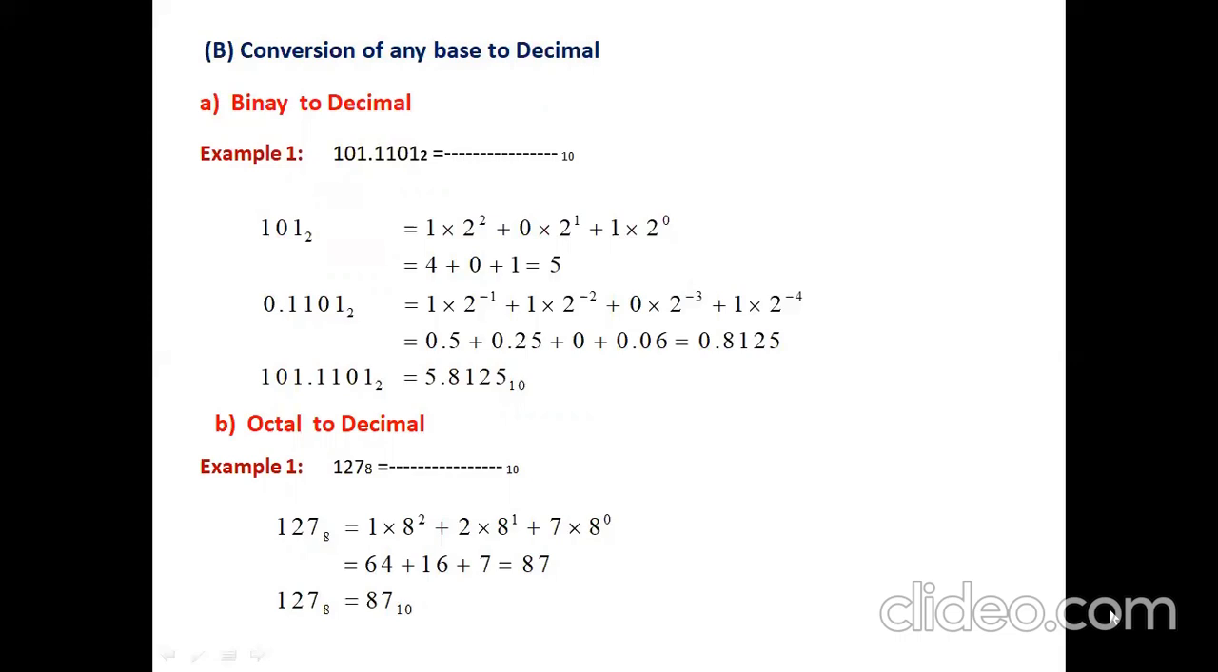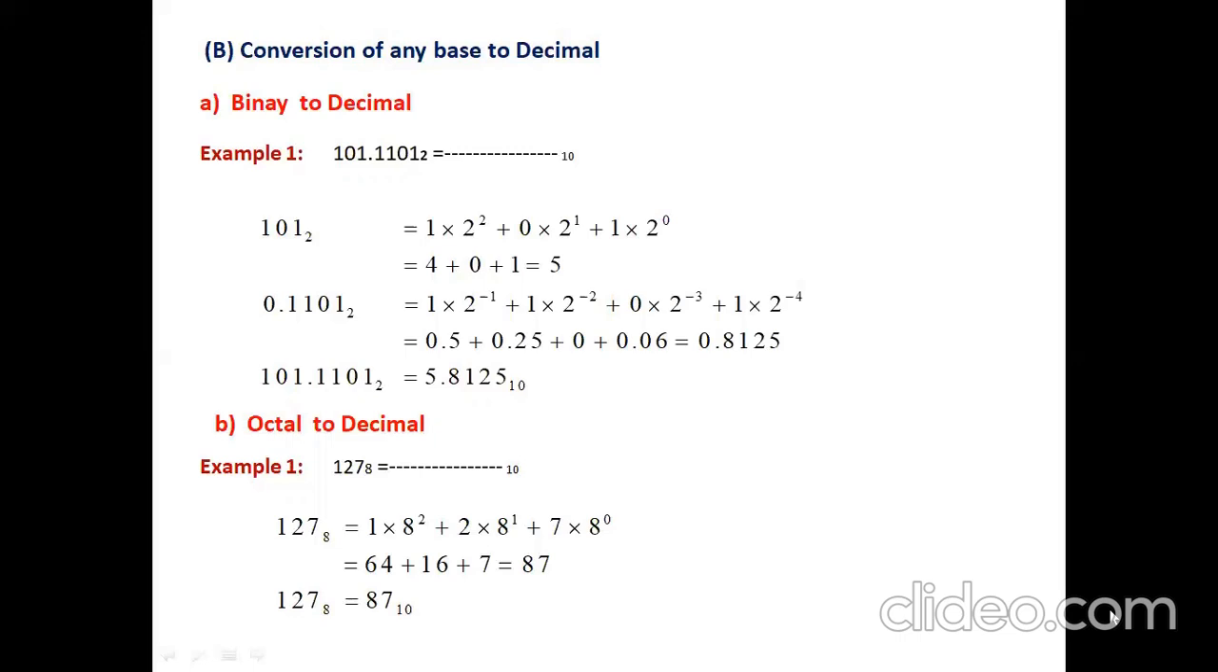Similarly, for 0.1101, for this problem you need to go from left to right. So 1 into 2 to the power of minus 1 plus 1 into 2 to the power of minus 2 plus 0 into 2 to the power of minus 3 plus 1 into 2 to the power of minus 4. As our number scale goes 2, 1, 0, minus 1, minus 2, minus 3, minus 4, that is how we have to write it down. We have to go from left to right.